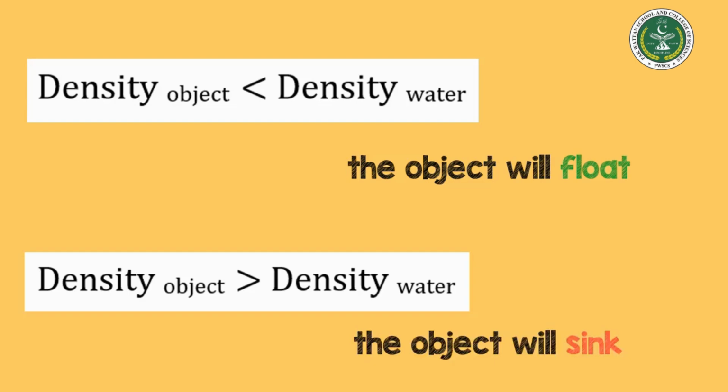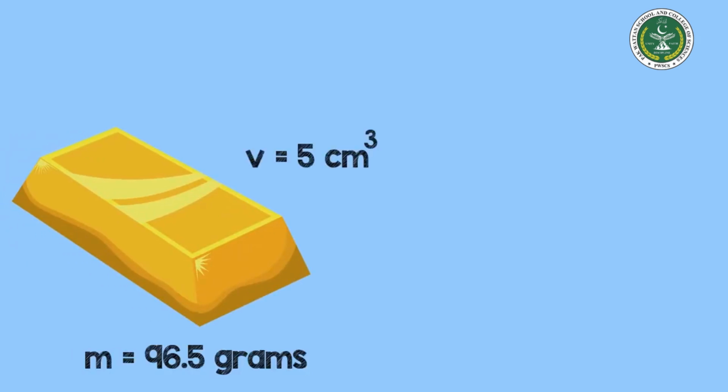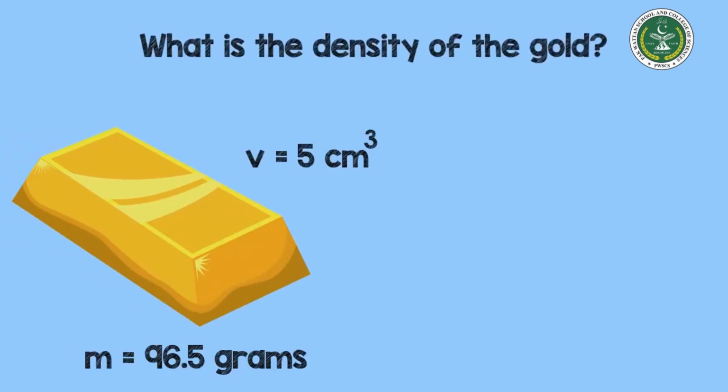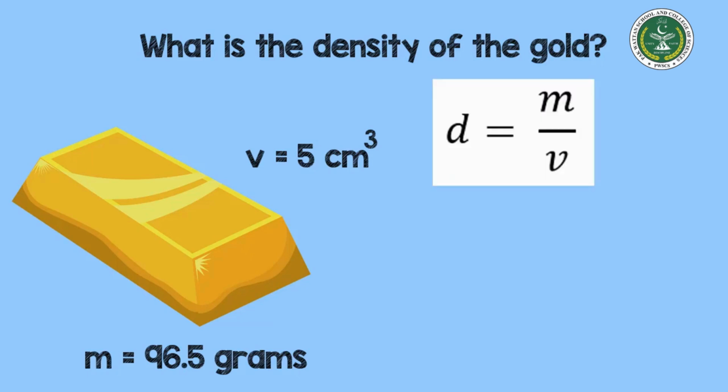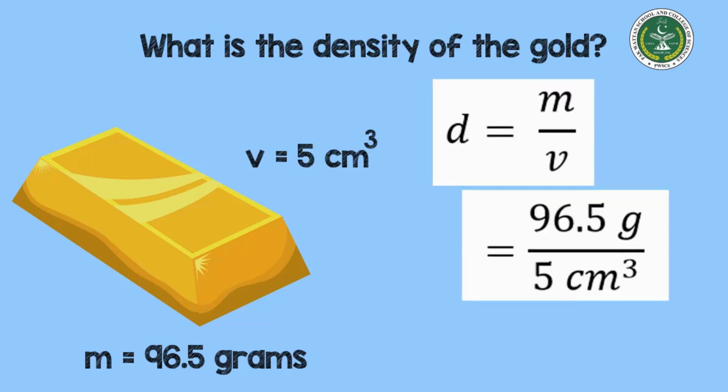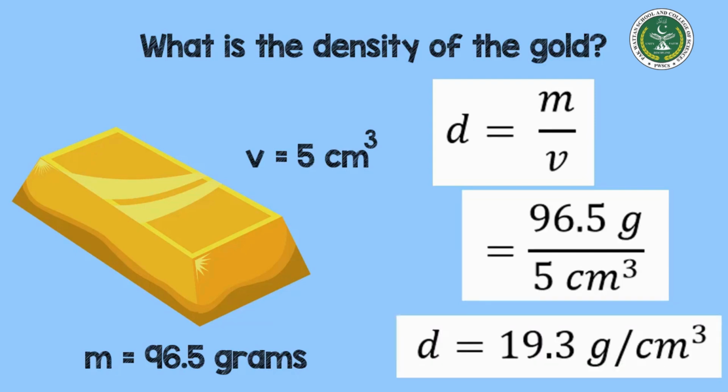Now let's try solving problems related to density. Suppose you have 96.5 grams of gold and has a volume of 5 cm cubed. What is the density of the gold? Now, do you still remember the formula of density? So the formula of density is mass divided by volume. Now plug in the given values and the density will be 19.3 grams per cubic centimeter.